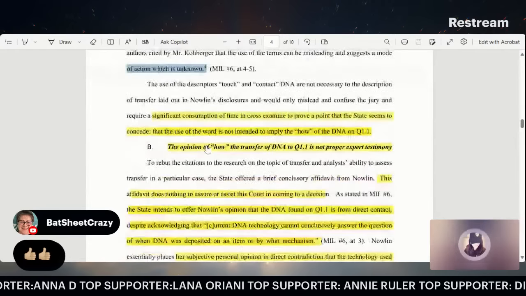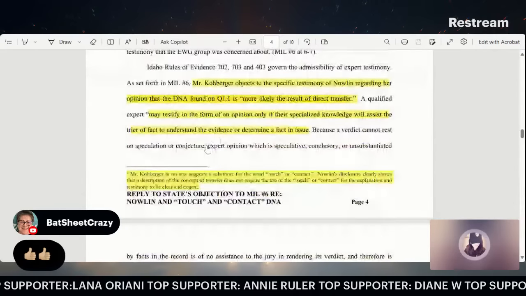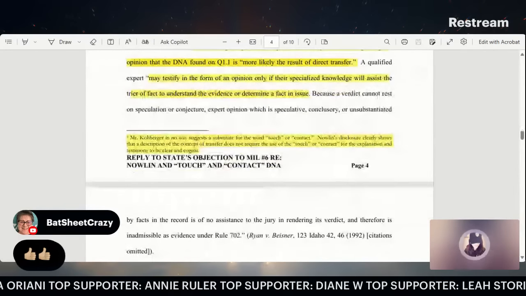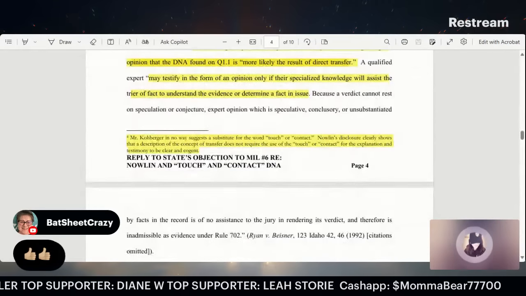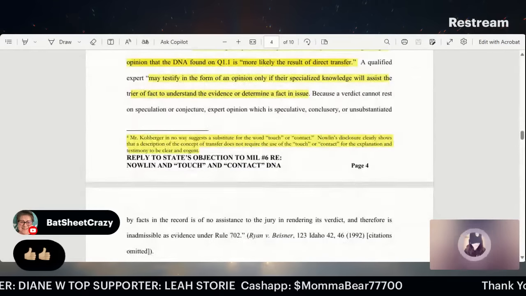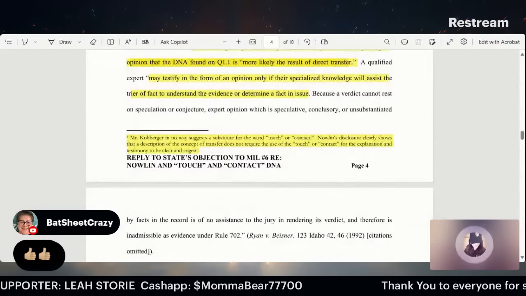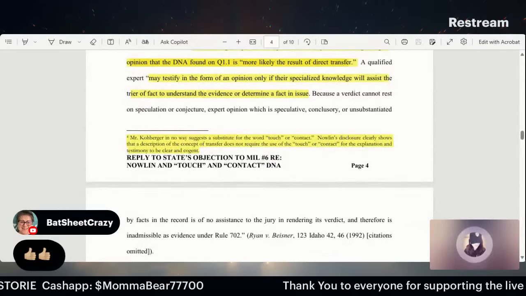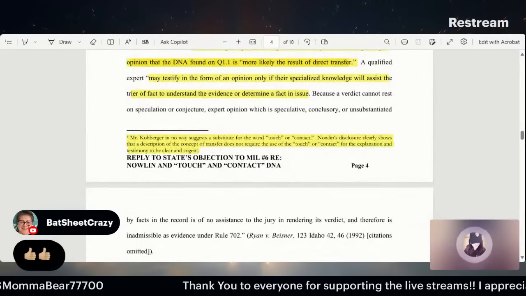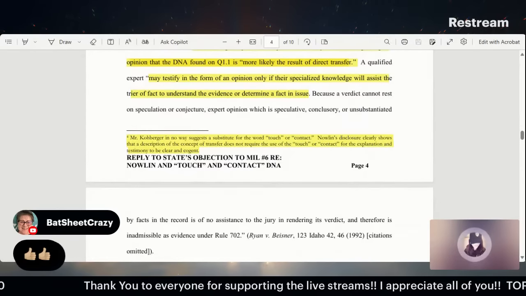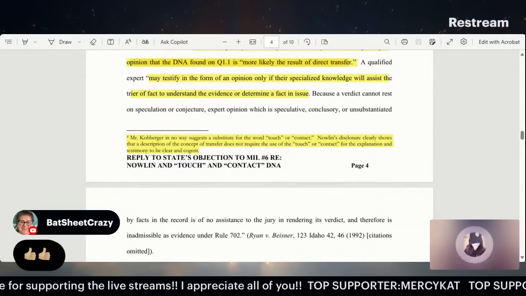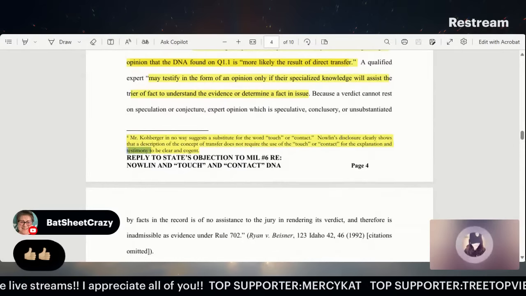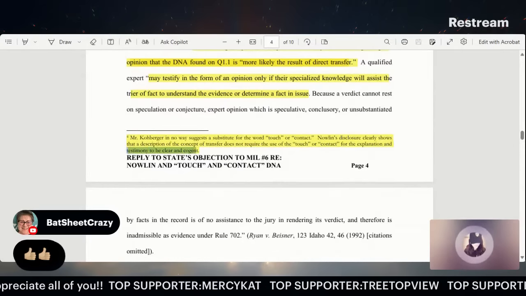Footnote 4. Mr. Kohberger in no way suggests a substitute for the word touch or contact. Nowlin's disclosure clearly shows that a description of the concept of transfer does not require the use of the touch or contact for the explanation and testimony to be clear and cogent. Ooh, there's that word again.